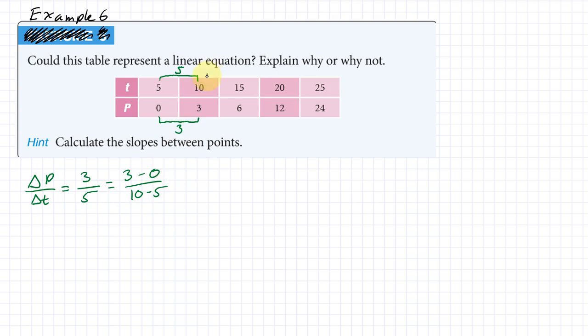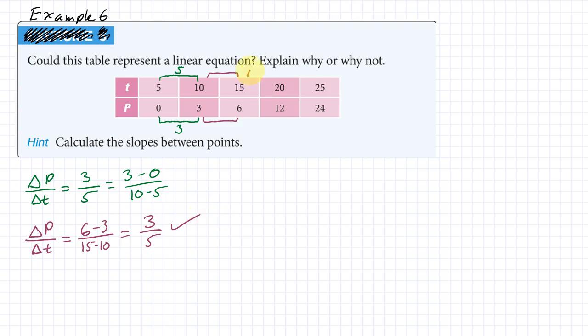Now let's look at between these other points here. Excuse me, I made a little editing mistake there. Anyways, the delta p there is still from 3 to 6. You can still do that as 6 minus 3, and then 15 minus 10 for the delta t. That still gives you 3 over 5, which is the same as it was before.